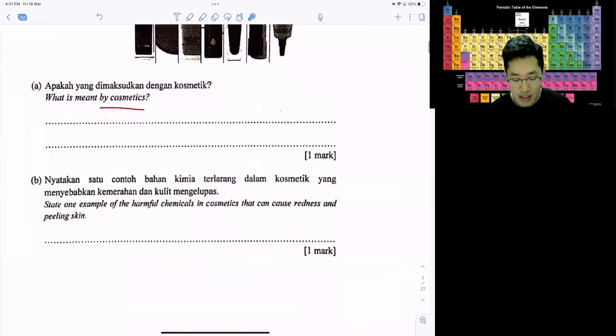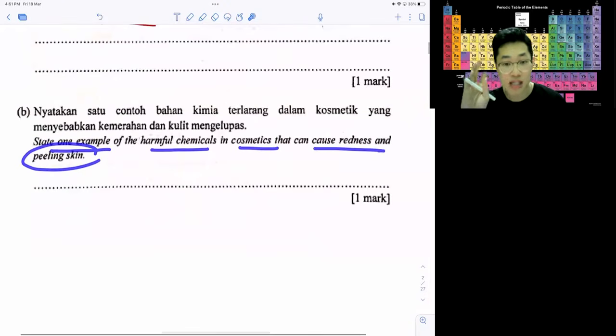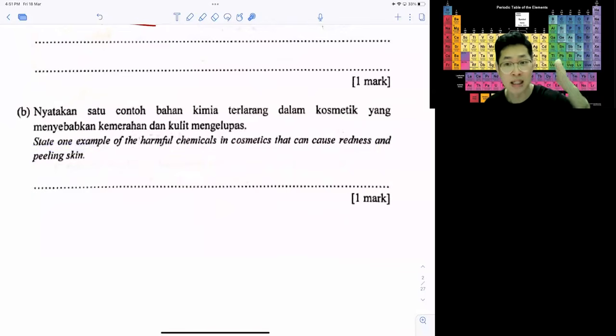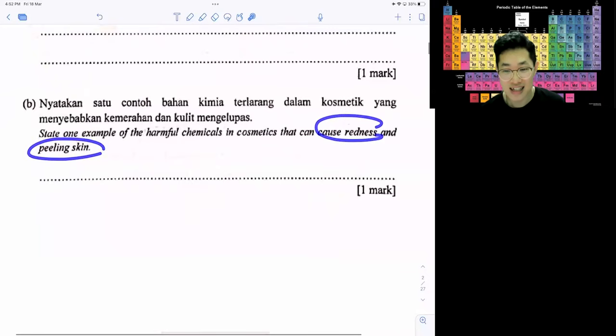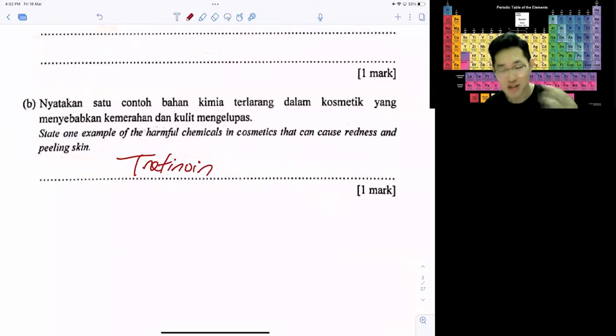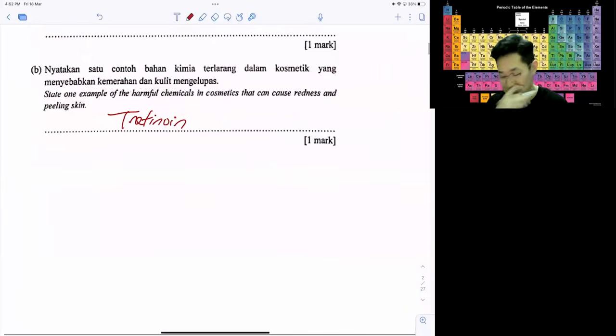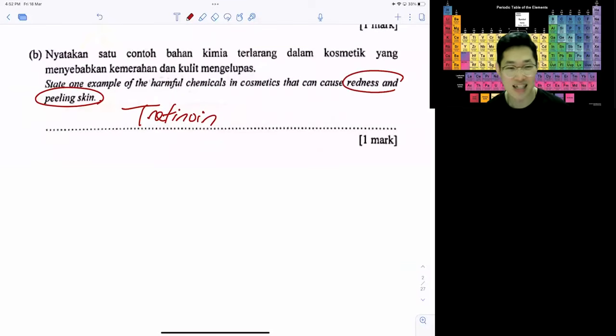So here, state 1 example of harmful chemical in cosmetic that can cause redness and peeling skin. See, the reason why I don't give you the notes is I want you to answer like now. Redness and peeling skin. Wow, very good. The tretinoin. One mark. If you cannot do that, it's okay. But hopefully they come up with something easy like mercury. Must be specific. When they say peeling skin and redness, then you have to give this one.